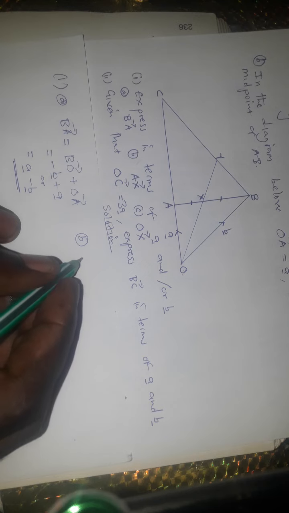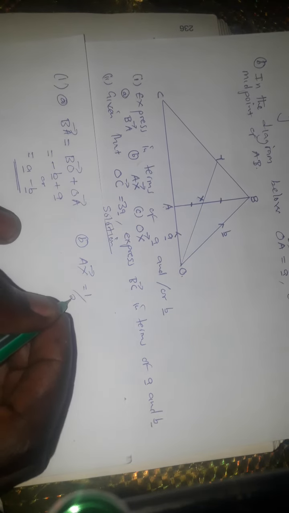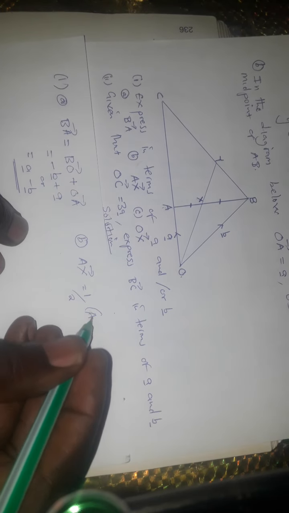Then we go to part B, where we need to find the vector AX. So AX, as indicated in the question, that X is the middle point of AB. So our AX will simply be half of the vector BA, or AB in that direction, because we are moving from A to X. So we shall say AX is half of the vector what? AB.